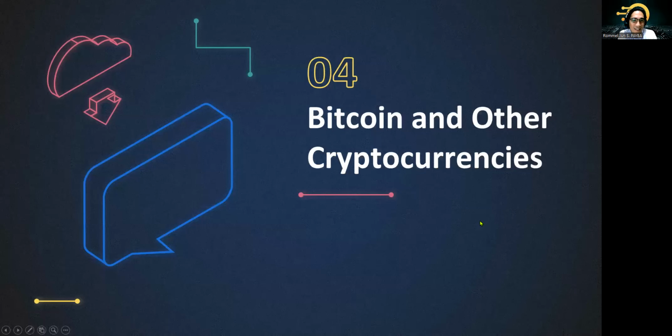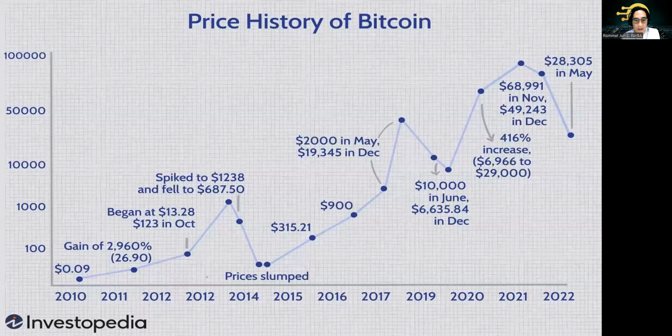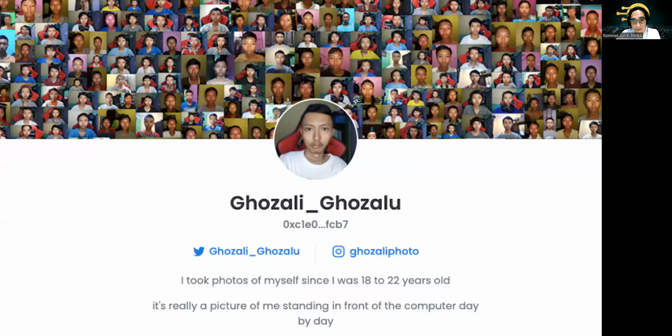Now, we're approaching the exciting part, chapter 4, Bitcoin and other cryptocurrencies. Well, it was 4 years because he took pictures from when he was 18 to 22 years old. But of course, he had to time it so that the hype with NFTs is at an all-time high so that he can capitalize on it.